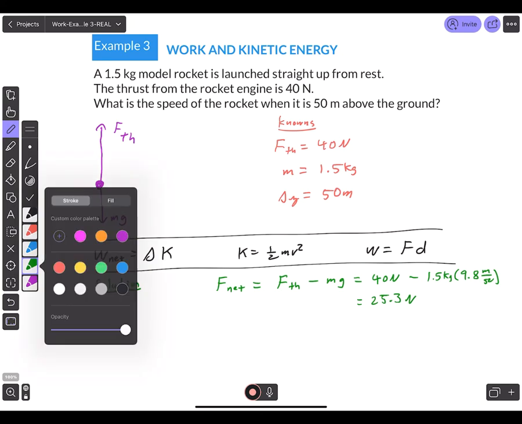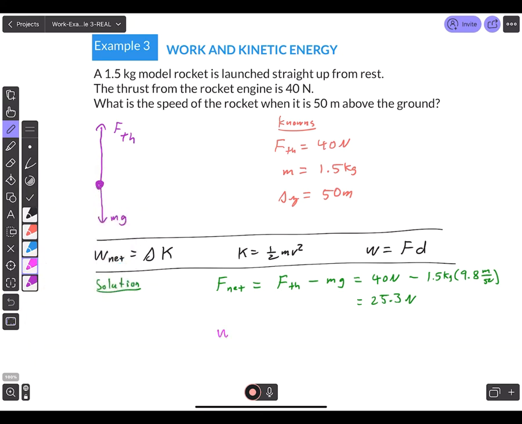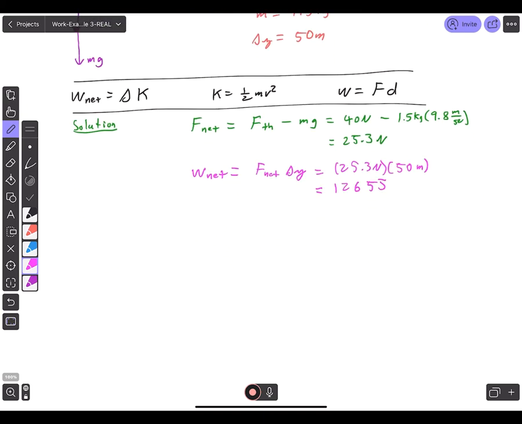We're also going to need the net work, right? So work net is going to be equal to F net times delta y. And so we have our two values, right? Our F net is 25.3 newtons, and our distance that is traveled is 50 meters. It goes up 50 meters. And so using that, we can calculate that the work done is 1265 joules.